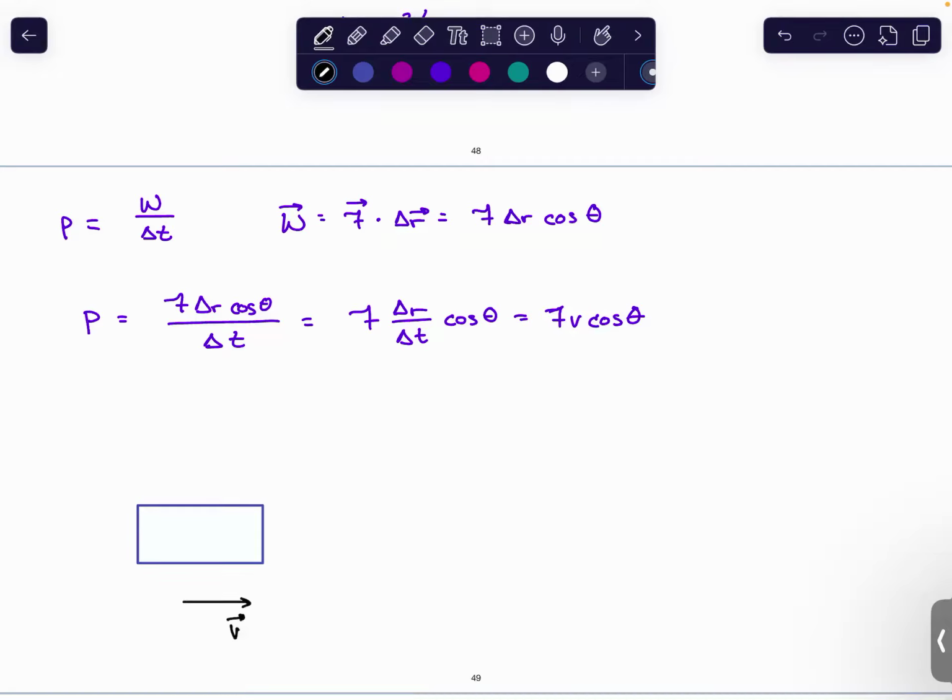Even worse. Let's say we have a velocity, an object moving like that, and we have some force.